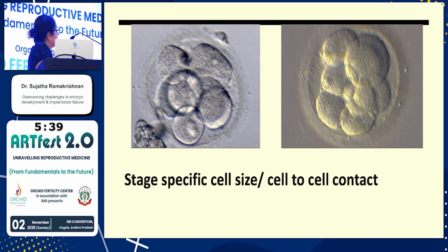Now, when you say a stage-specific cell size, see here, this blastomere is slightly bigger than the other one. Then you also see the cell-to-cell contact between the embryos. Definitely, if you show this picture to an embryologist and ask, is this a good embryo? The embryologist would definitely say yes, it is good because blastomeres are there and there is no fragmentation. However, you see the difference between these two. There is a good cell-to-cell contact here. So this is a better embryo. And this kind of assessment has to be made by the embryologist when they are checking. That would definitely help us to understand either developmental arrest or implantation failure.